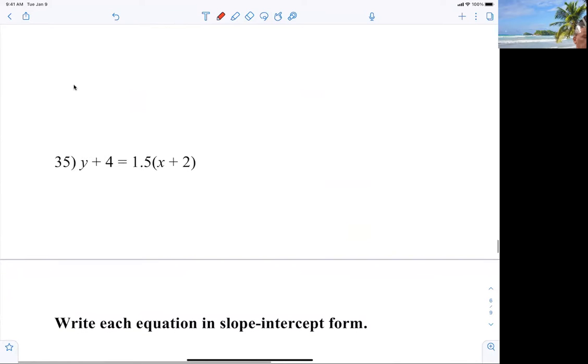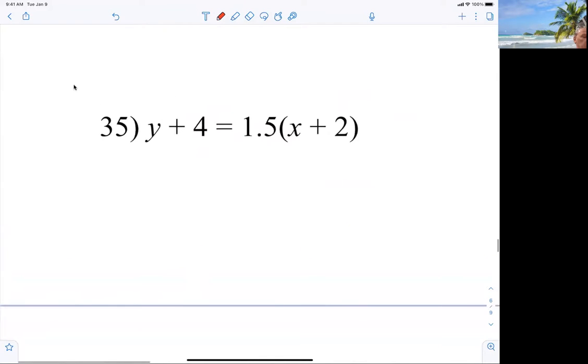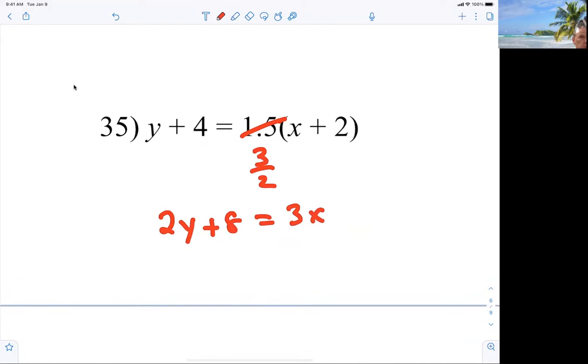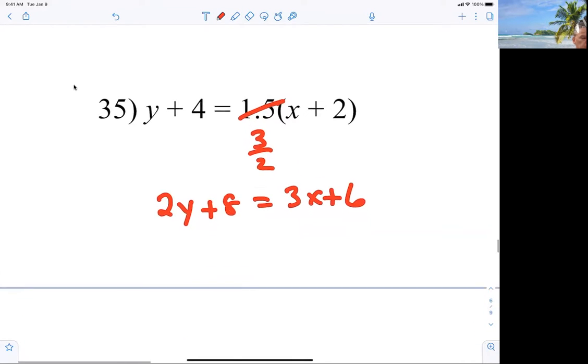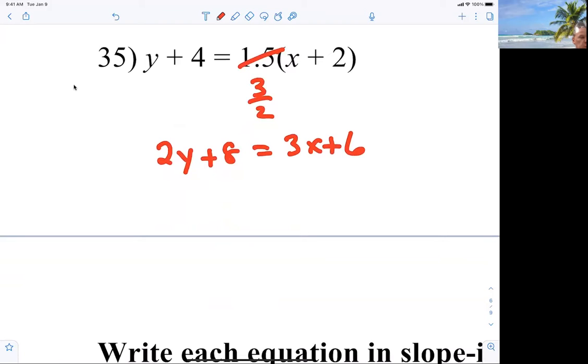Okay, now on 35, to save us some time, we should just write 1.5 as what? 3/2. And then multiply by 2 and then multiply by 3. So we have what? Equals. Yep. Moving things around. 2, right? Okay, yes, ma'am.